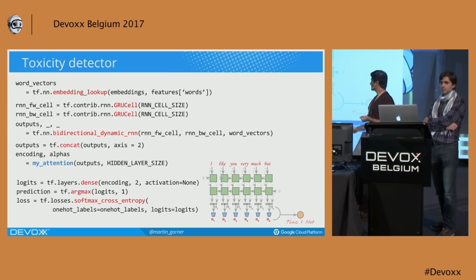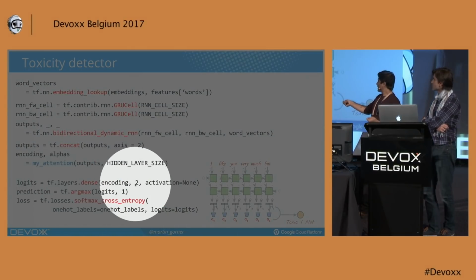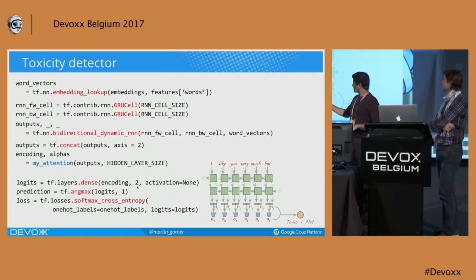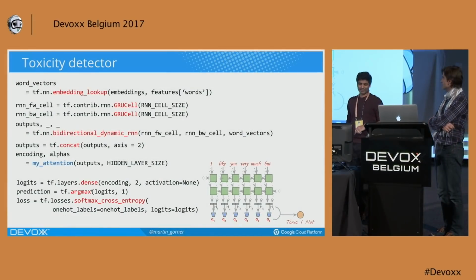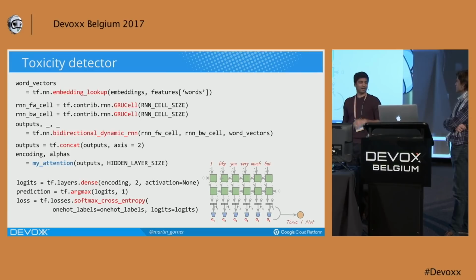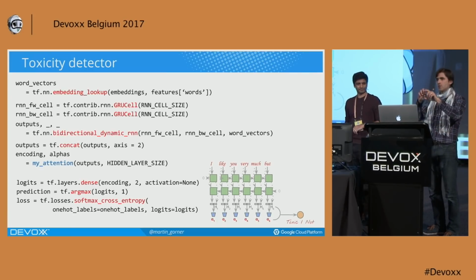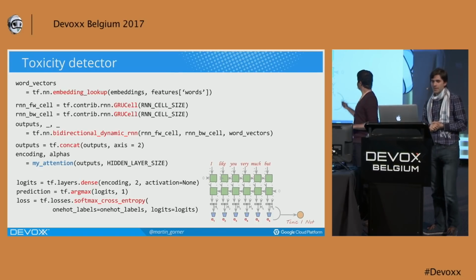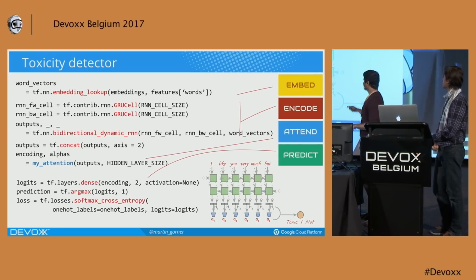And then the final step, the predict step, is, again, just one usually very small dense layer that has output two because we have two classes, toxic or not toxic. And then the prediction is just which of these two numbers is bigger, which is what the argmax does. And then to compute the loss and train the network, we're going to use the softmax cross entropy that we've always been using. So argmax, we haven't seen it yet. It's a function that in a vector tells you the index of the biggest element. Exactly right. And so that's the embed, encode, attend, predict framework.